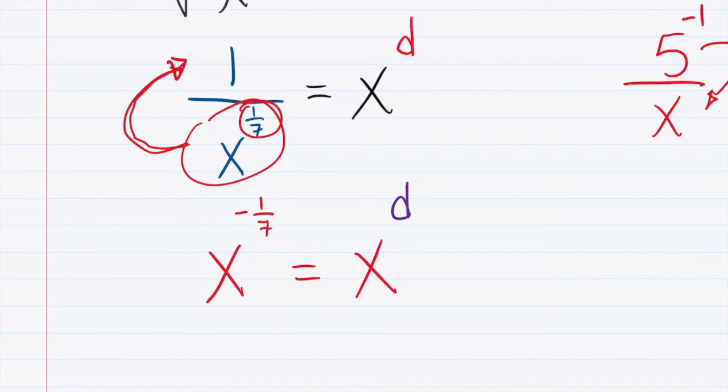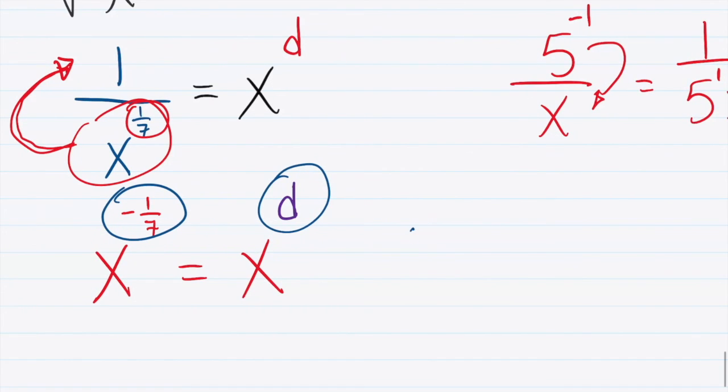And now that we got rid of the fraction, now that we got rid of the roots, it's very simple to attest that the letter d stands for negative 1 over 7. Because both sides are technically the same. So d is equal to negative 1 over 7.